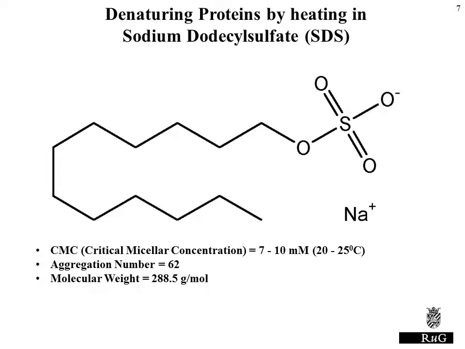With a molecular weight of 288.5 gram per mole and an aggregation number of 62, this gives a micelle an approximate molecular weight of a small protein of 18 kilodalton. So you can see, as proteins are incorporated into these negatively charged micelles or coated by SDS, as it may, then they acquire a lot of negative charge, and this leads to a constant charge density.